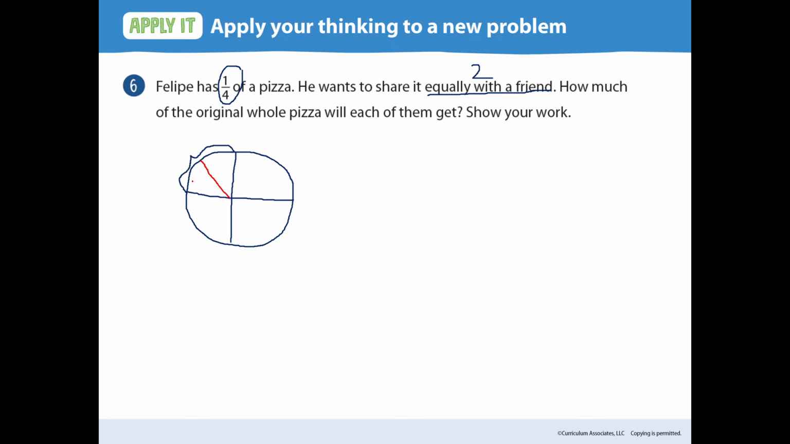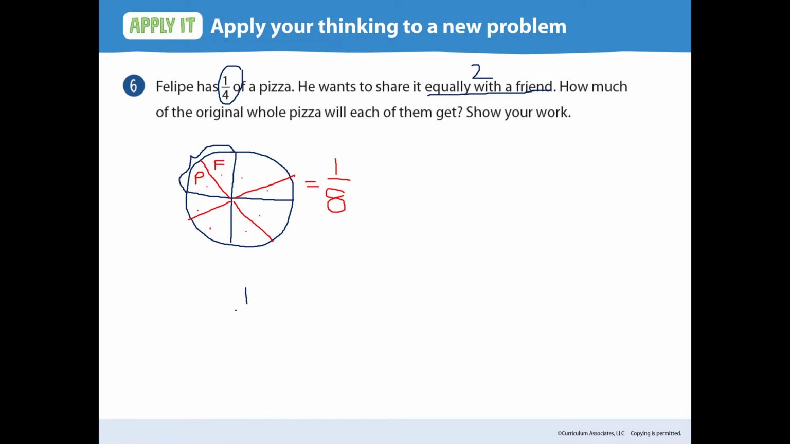So if we look at the size of each of these parts, and if we would do the rest of them, that makes it easier to count. And if this is the one that Felipe gets, and this is one that his friend gets, what size of a part does each of them get? There's 1, 2, 3, 4, 5, 6, 7, 8. So they each get 1/8.